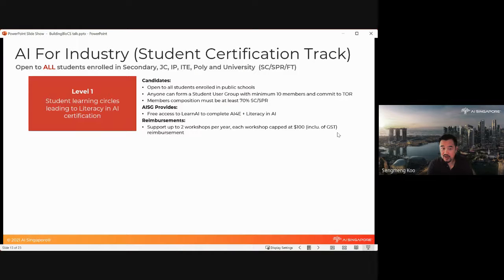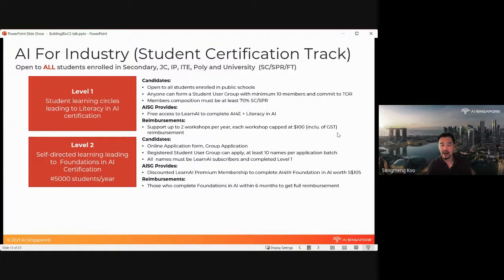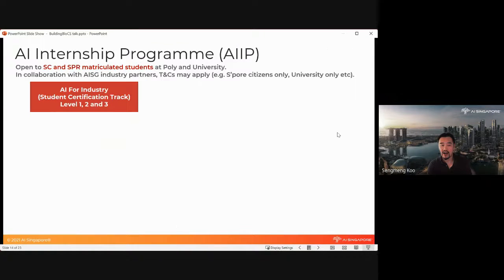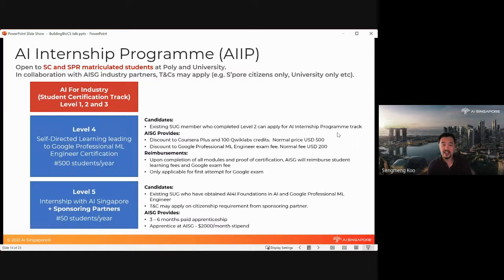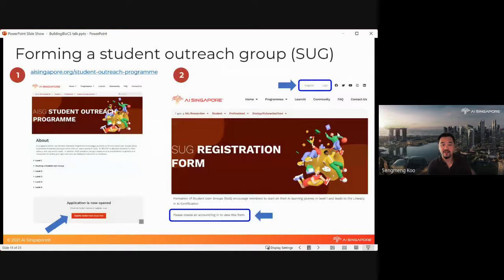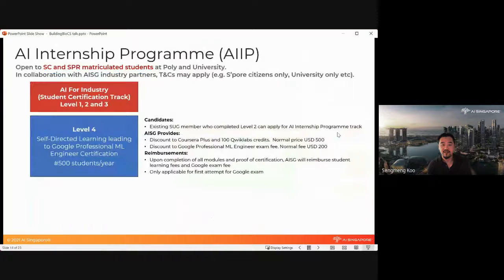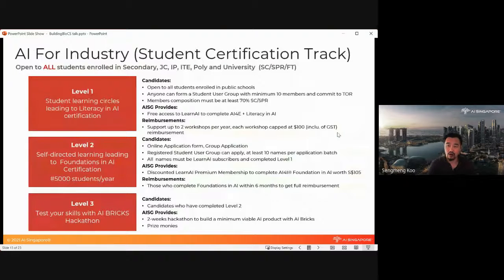These are just the details. I won't go through that because everything is already on our website. So you have the red one and then you have the blue one. Now, the very first thing is to form the student user group.